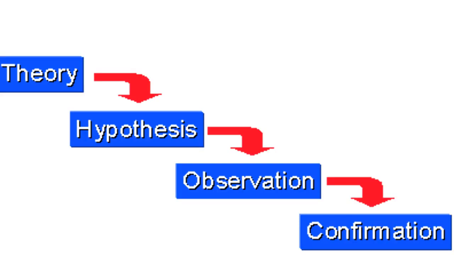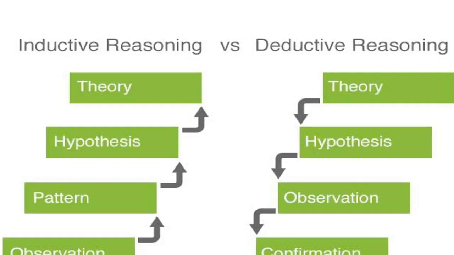So basically, deductive reasoning is flipping our inductive reasoning flowchart, and we start with a theory. Again, you're testing a theory, and you develop hypotheses from that, things you want to prove, and then we actually observe, right? So we collect data to actually confirm our hypotheses.